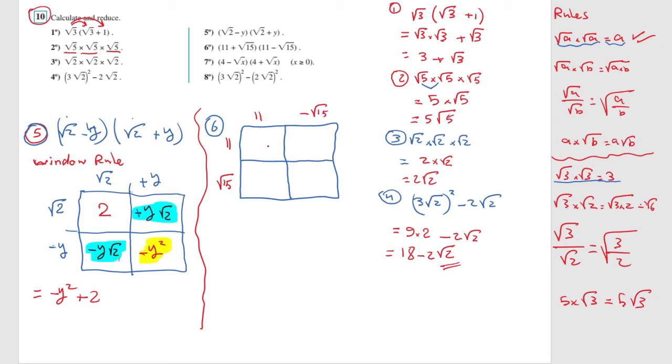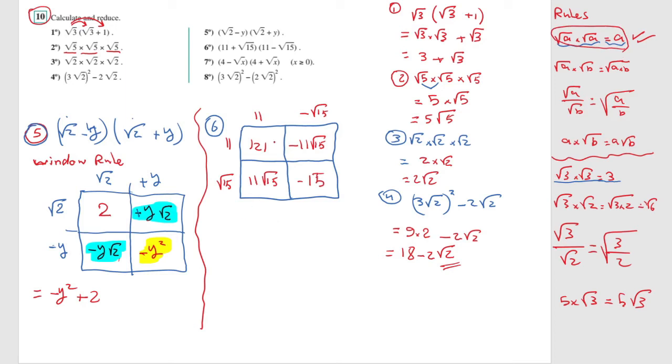11 times 11, squared, is 121. 11 times minus radical 15 is minus 11 radical 15. Radical 15 times 11 is 11 radical 15, and radical 15 times negative radical 15, so it's negative, radical 15 times radical 15 is 15. I'm applying the rule: radical A times radical A equals A. As I told you, these rules we must never forget.